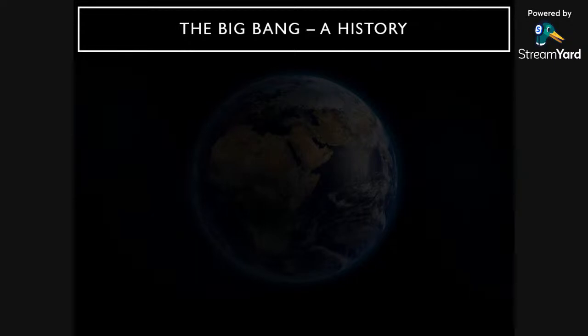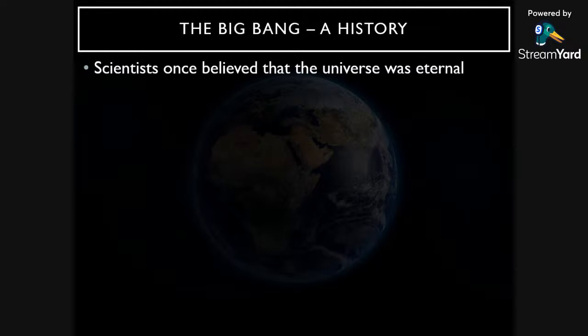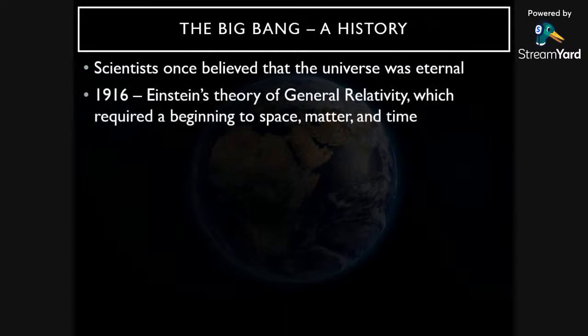As we work through the history of this, going back many, many years ago, scientists once believed that the universe was eternal, that it never came into existence, but rather it had always existed. In 1916, Einstein came up with his theory of general relativity. Now, I'm not going to stand up here and pretend like I know everything or even a whole lot about Einstein's general theory of relativity. But what this posits, or at least one part of what it posits, is that it requires a beginning to space, matter, and time. It puts forward that the universe has not always existed. It must have come into existence.